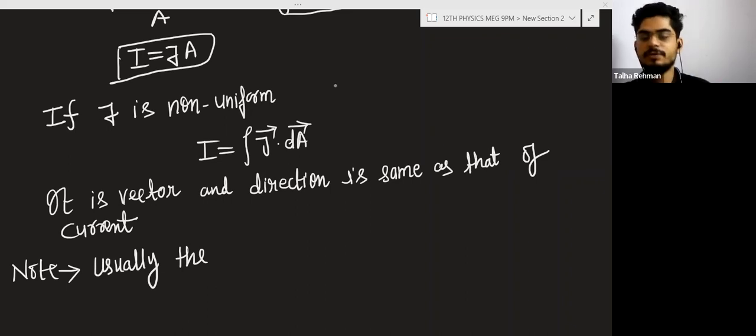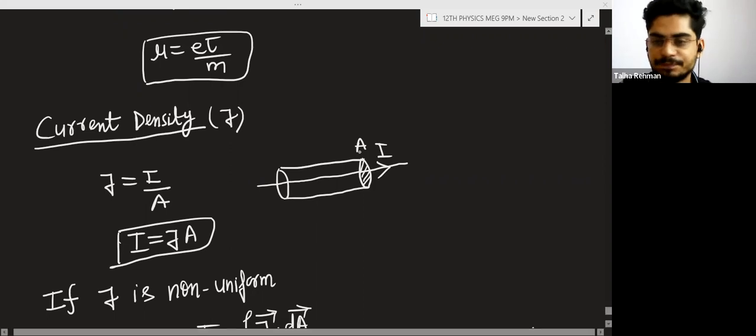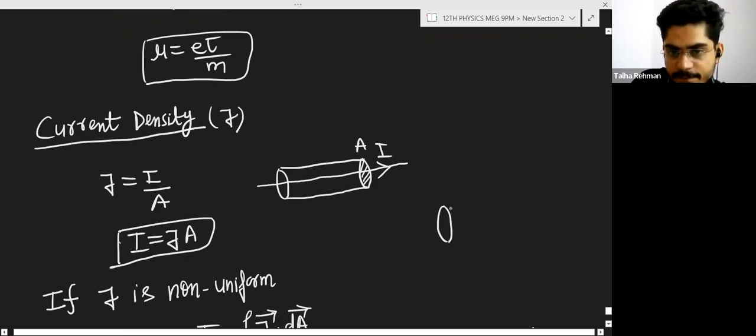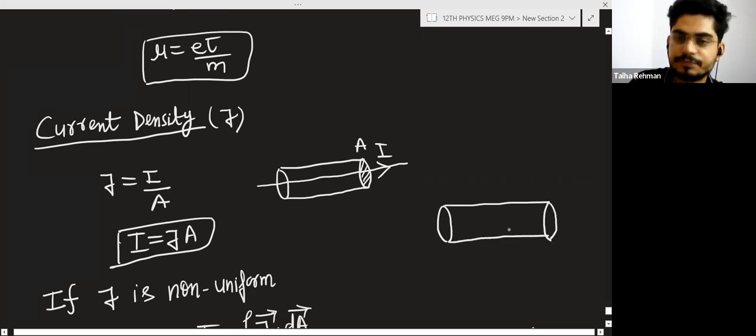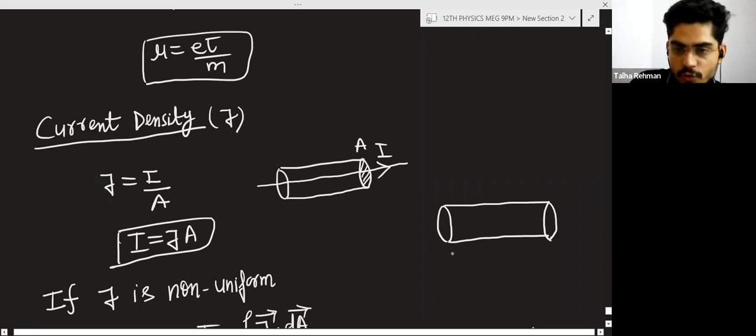Oh, okay. Very good. First time you asked the doubt. Current density is uniform means, suppose this is a conductor, and you are moving from here to here.